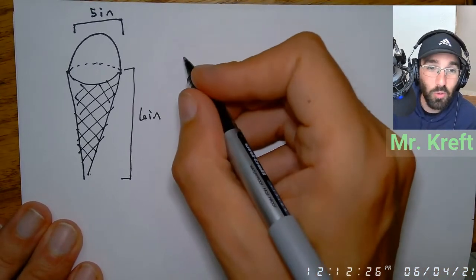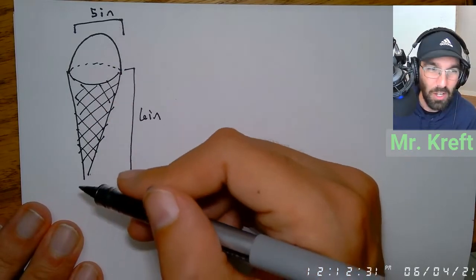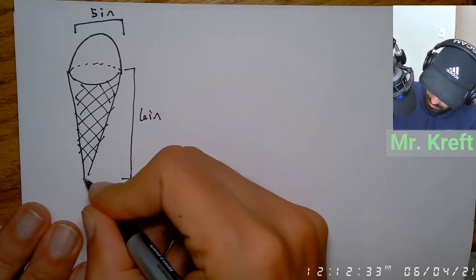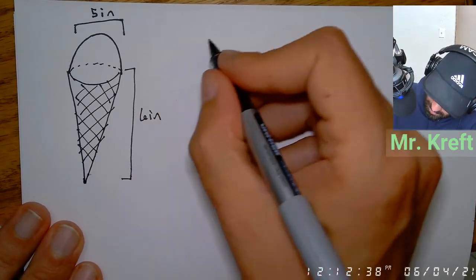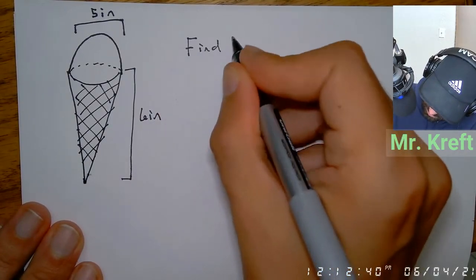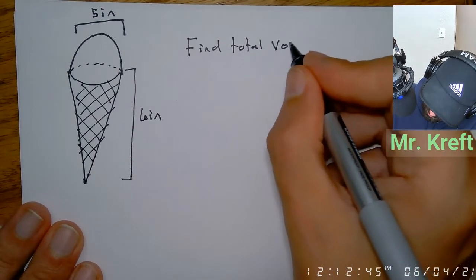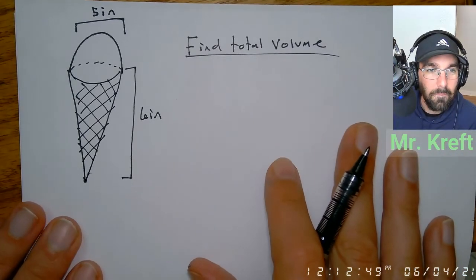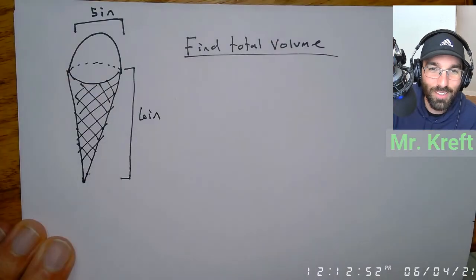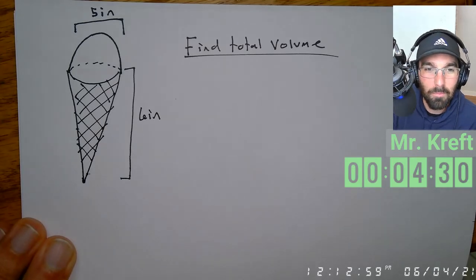Okay, I want you to find the total, and we're going to assume this thing is just filled with ice cream, right? So filled all the way down to the tippy point right here. This thing is filled with ice cream. So I want to know, find the total volume. Ice cream. Who can't get pumped up for this? All right, I'm going to give you the same amount of time, 4 minutes, 30 seconds. Let's go.